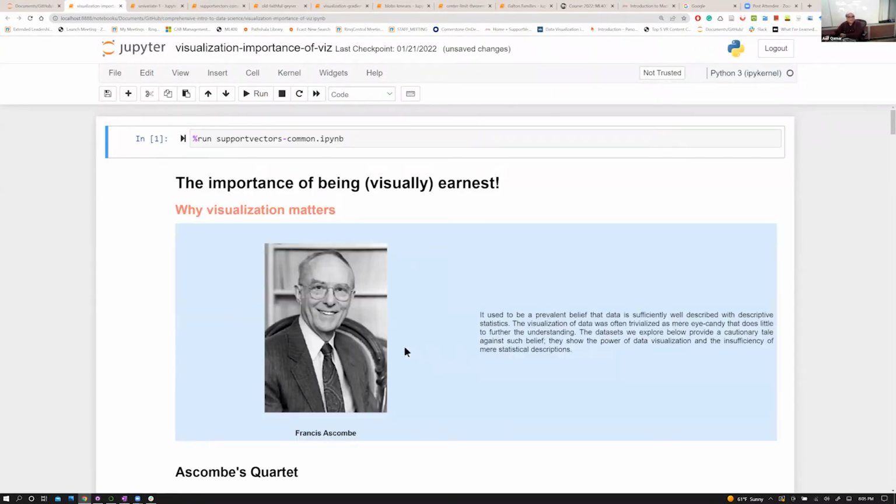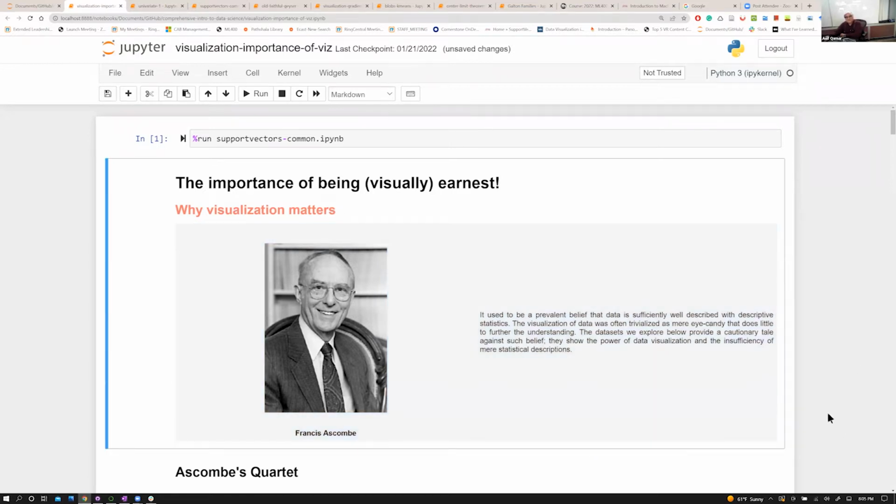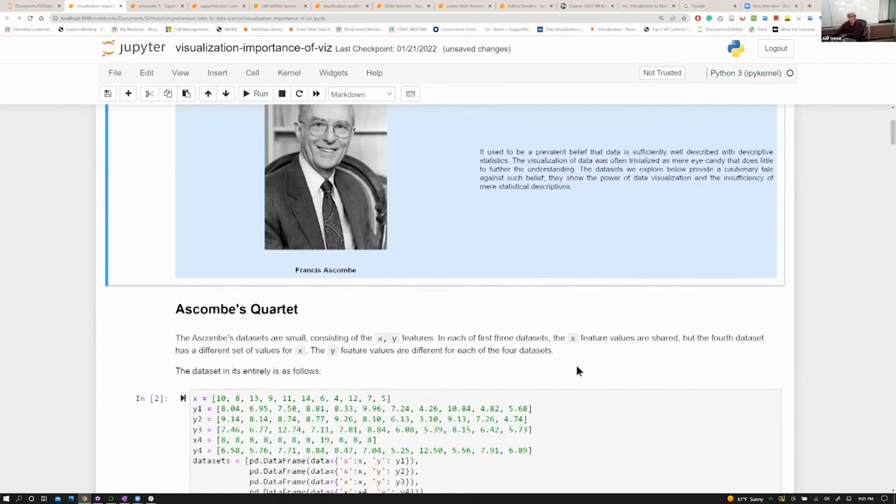A statistician, a data scientist named Francis Anscombe. I'll just read this out because this is crucial, what I wrote here. It used to be a prevalent belief that data is sufficiently well described with descriptive statistics. The visualization of data was often trivialized as mere eye candy that does little to further the understanding. The datasets we explore below provide a cautionary tale against such a belief. They show the power of data visualization and the insufficiency of mere statistical description. This is an important thing.